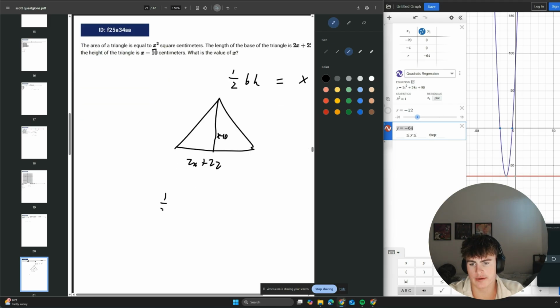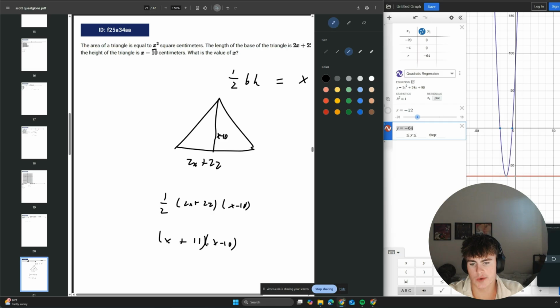So we're going to get 1/2 times 2x plus 22 times x minus 10. I'm just going to distribute this really easily. First one is kind of easy to do. We do x plus 11. So it only distributes to that because it's just a half. Same multiplication anyway, commutative property. Times x minus 10.